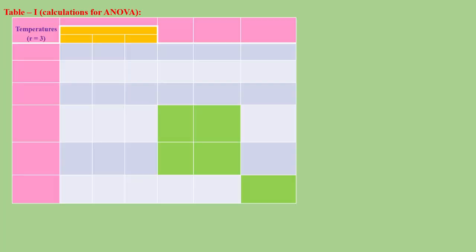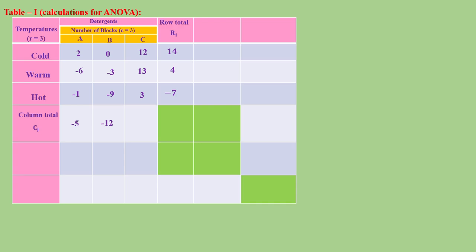So next, the ANOVA table. So temperature: cold, warm, hot, and detergents A, B, C. Take the new data, then find the row totals. First row total 14, second row 4, third row minus 7. Similarly, column totals: first column total minus 5, second one minus 12, third column 28. Then you sum up either the row totals or the column totals, and you will get the grand total. Both are equal only. G is equal to 11.